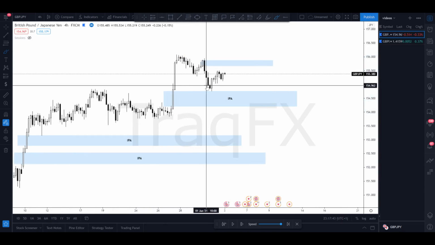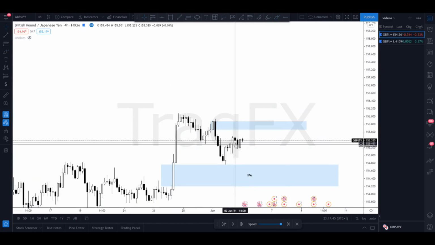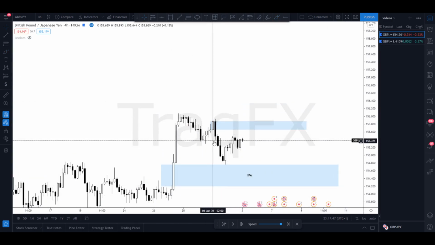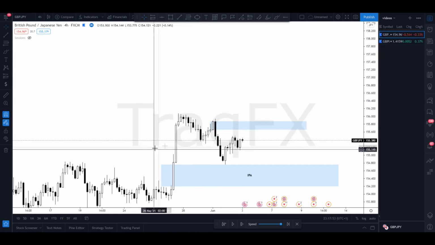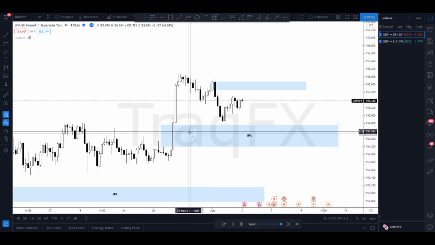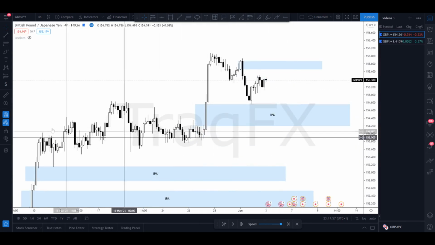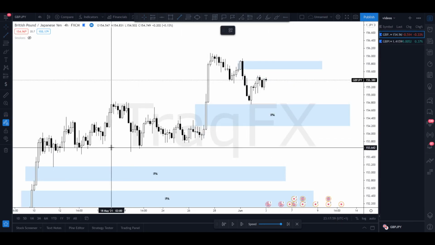Now once we did get that break of structure, I simply looked at that expansion move down that was responsible for it. Now from here we have that institutional candle, the last major move up before the move down that broke a ton of structure inside of this move up here.